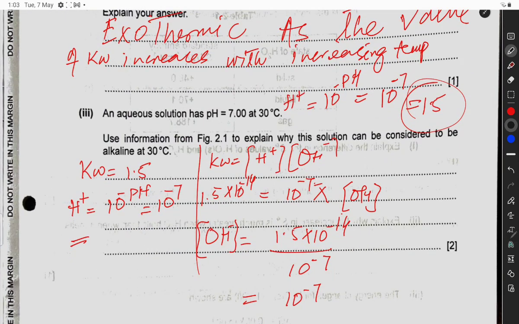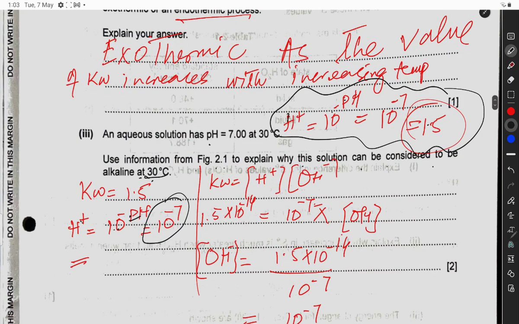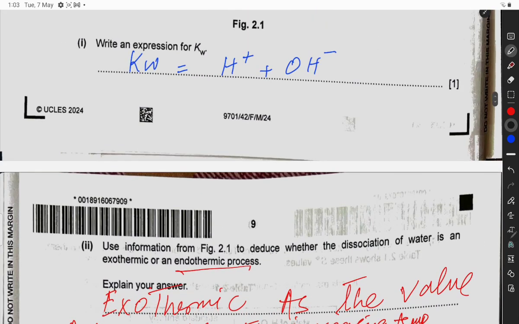An aqueous solution has pH equal to 7 at 30 degrees centigrade. Use information from figure 2.1 to explain why this solution can be considered to be alkaline at 30 degrees centigrade. H positive concentration is equal to 10 raised to minus pH. So 10 raised to minus 7 pH. Kw at this temperature is equal to 1.5 times 10 raised to minus 14.